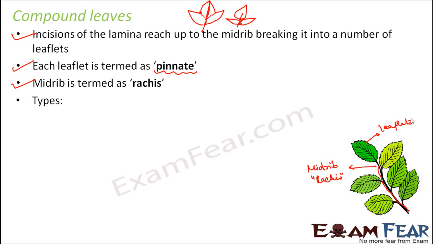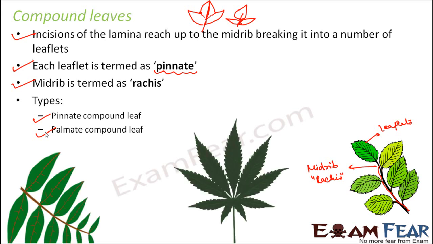Again, there are sub-classifications of compound leaves. Compound leaves can be divided into two types, pinnate compound leaf and palmate compound leaf. Now that you are familiar with the terms pinnate and palmate, I am sure you can guess what a pinnate compound leaf and a palmate compound leaf could be. Anyways, I would not ask you to put a lot of stress on your head. We will right away discuss these two types of compound leaves. Here in this picture you can see a pinnate compound leaf and a palmate compound leaf.